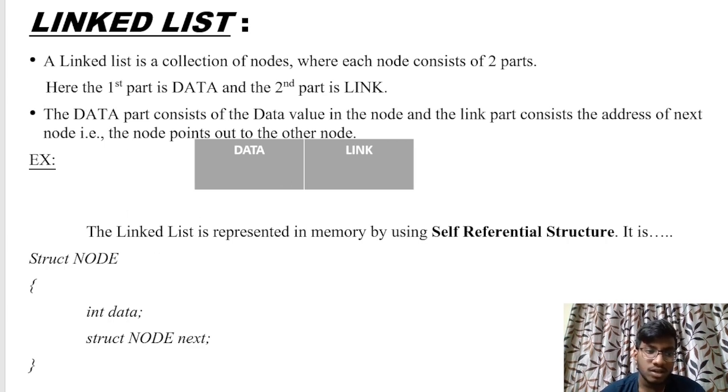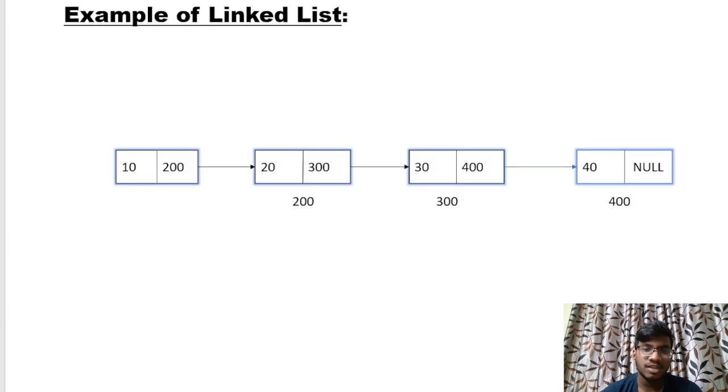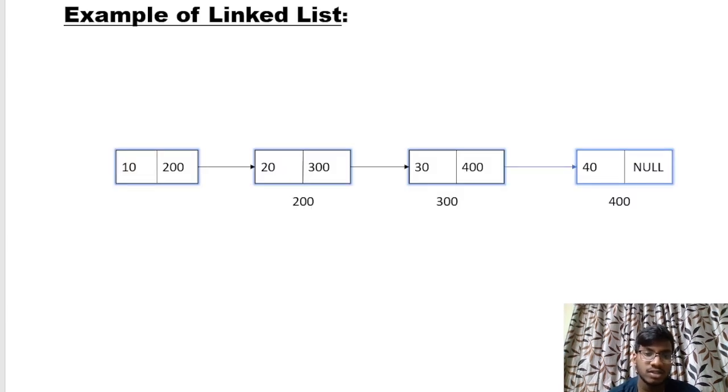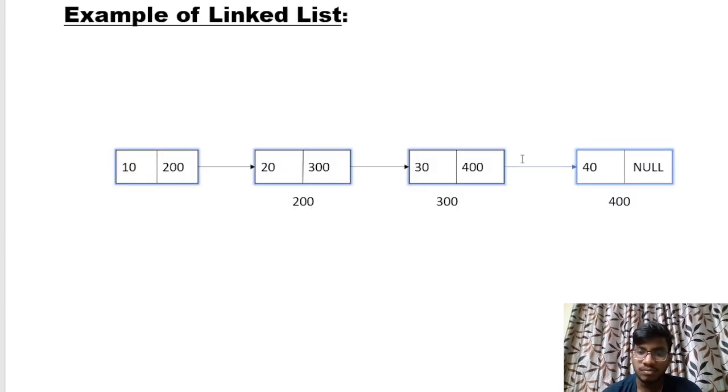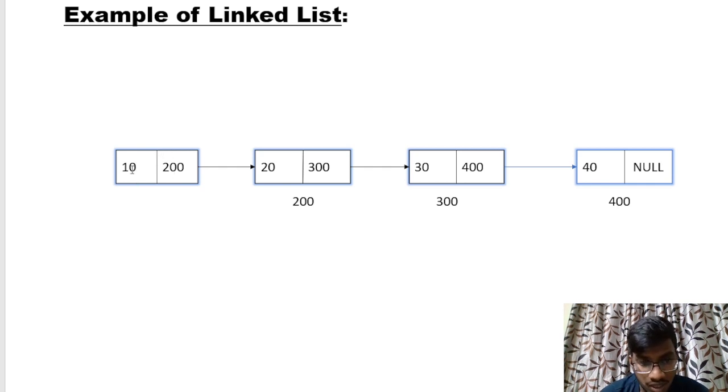So this is about linked list, and let us see a basic example of a linked list. Here we can see a collection of nodes. For example, let's take 4 nodes having two parts: one is the data part and one is the link part. In the first node, the data part contains 10, and 200 is the link part, which is the address of the next node. As the next node is 20, the address of the 20 node is 200.